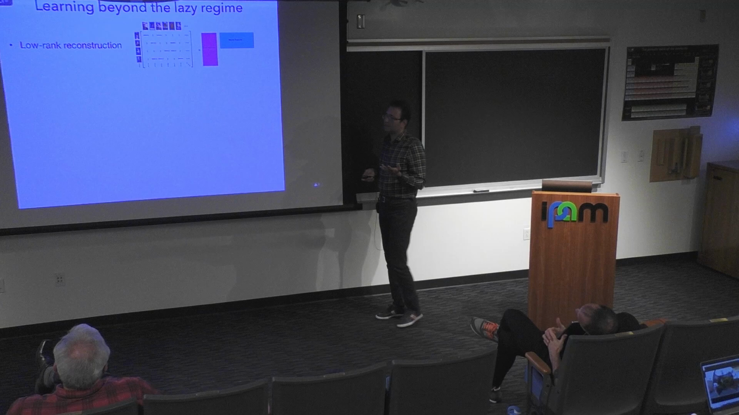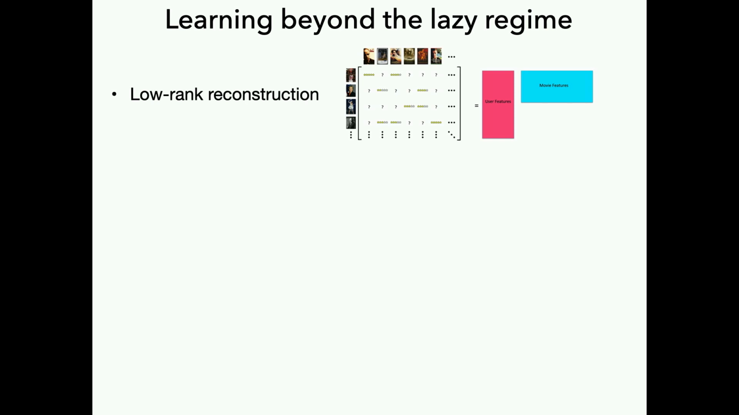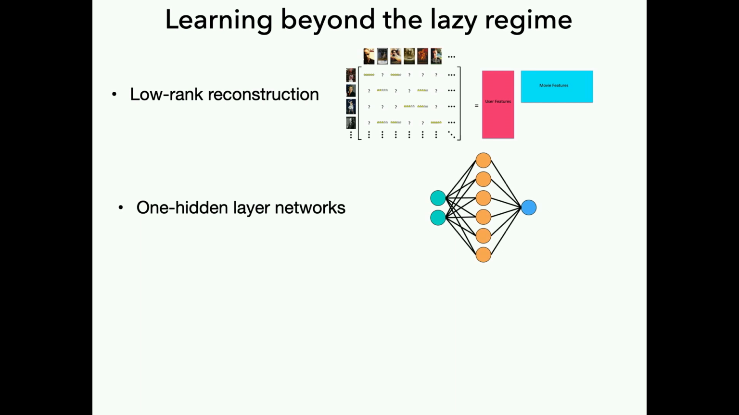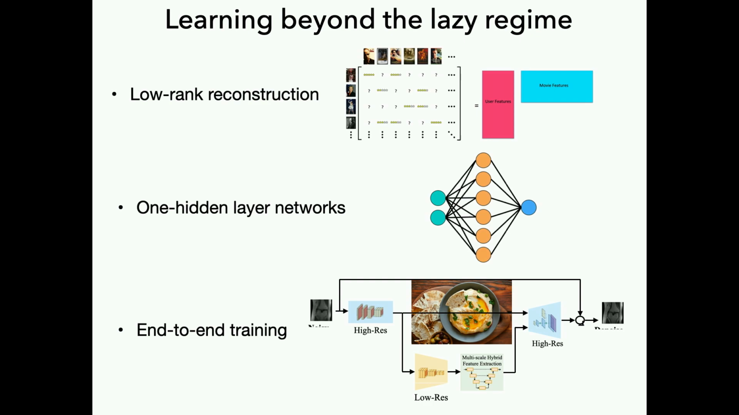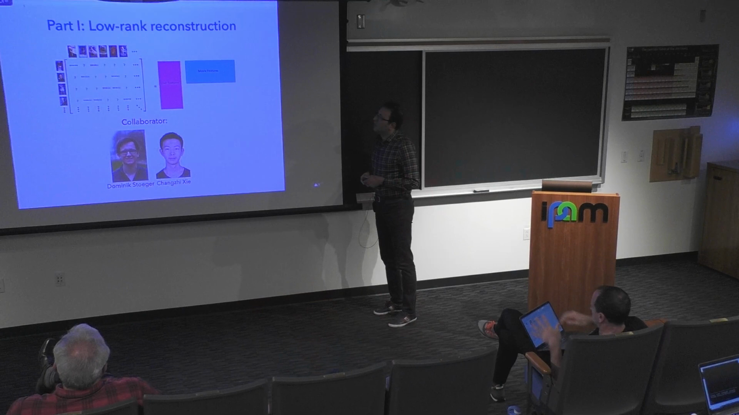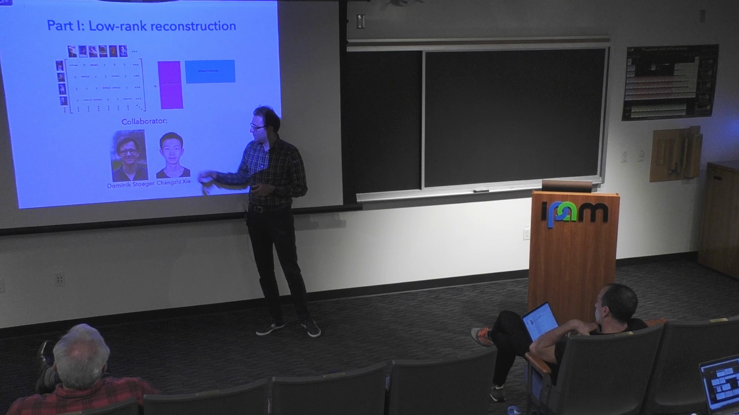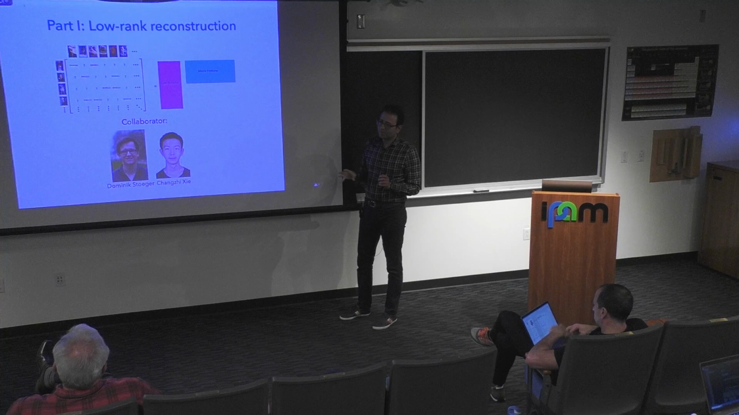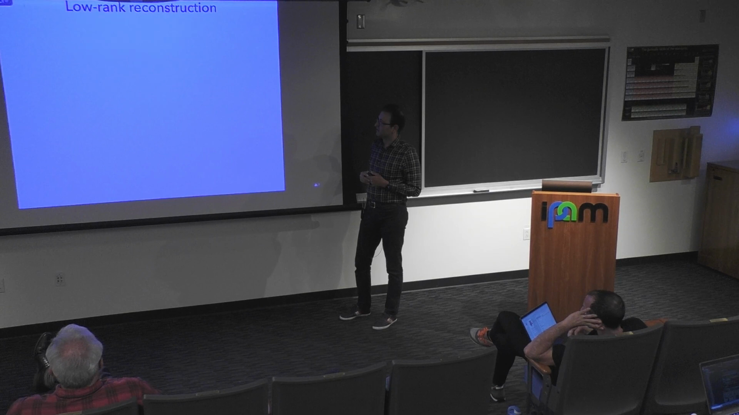I'll do it in the context of three problems, really two at first. The first one is low-rank reconstruction, just because understanding the theory is easier in this case. Then I'll go to one hidden layer neural networks. At the end, I'll briefly try to connect it to what is really happening in end-to-end training. It turns out that these three problems end up being quite similar. Okay, so the low-rank reconstruction, this is joint work with Dominique and Changzi. Here we're using a simpler model than neural networks just because it's easier to understand the theory, and then we'll go to actual neural networks.